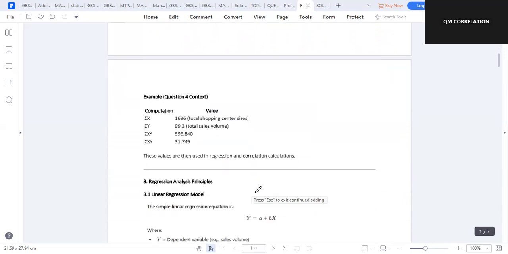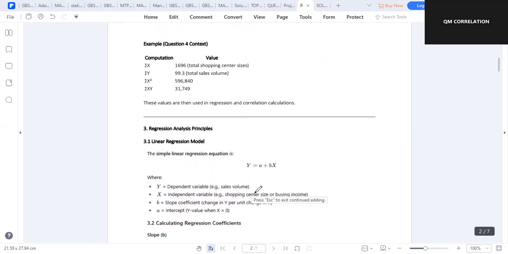The regression model is given by Y equals A plus BX, where Y is the dependent variable, for instance, sales volume, and X is the independent variable, for instance, shopping size or advertising, the input in short. B is the slope. It measures the change in Y per unit change in X. A is the Y-intercept. It's simply the point that cuts the Y-axis. This is our A, this is our B, and this is our equation: Y equals A plus BX.